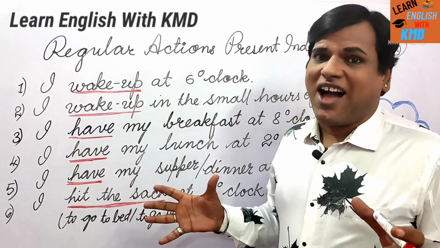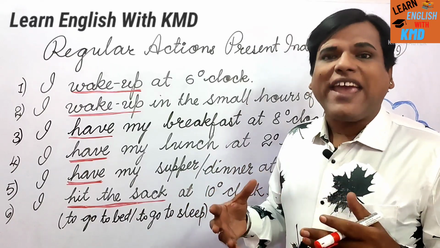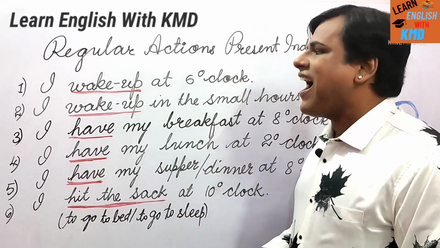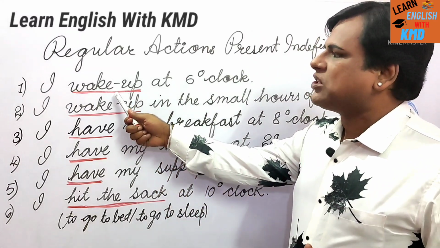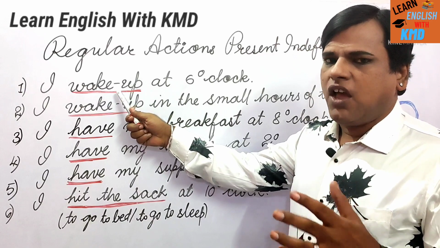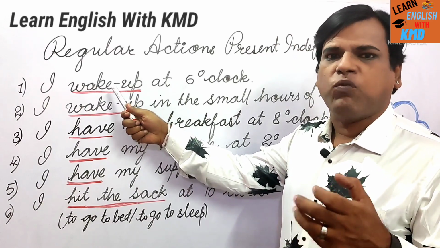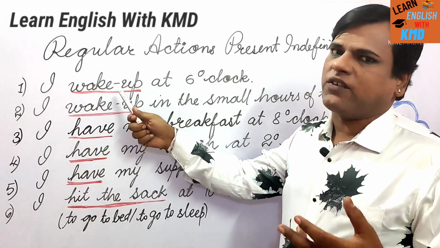I wake up at 6 o'clock. That's what I do every day in the morning. I wake up at 6 o'clock. I want you to pay close attention to the word wake up. Wake up is the first form of verb. Woke up is the second form. Woken up is the third form. Waking up is the fourth form.